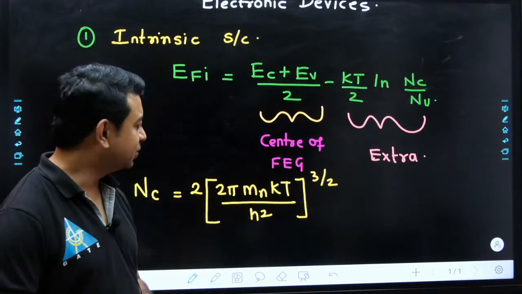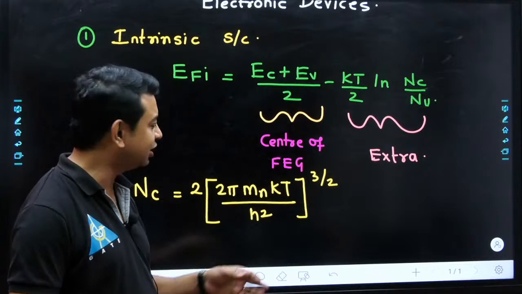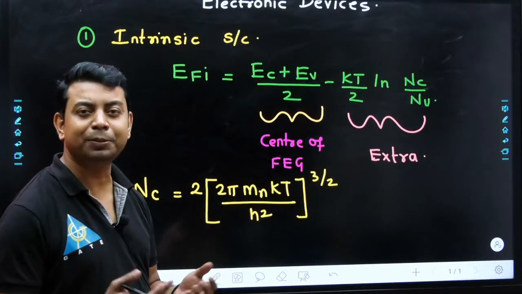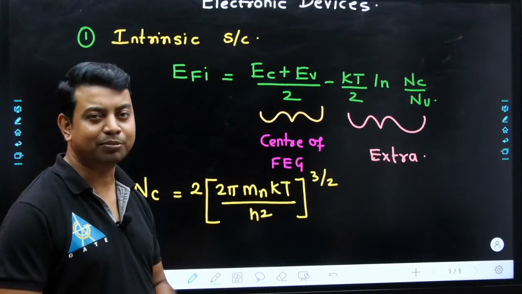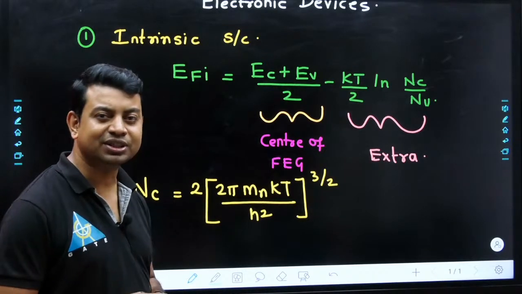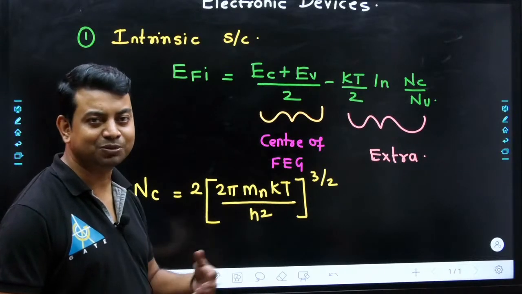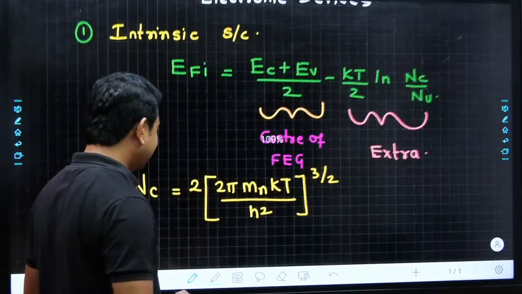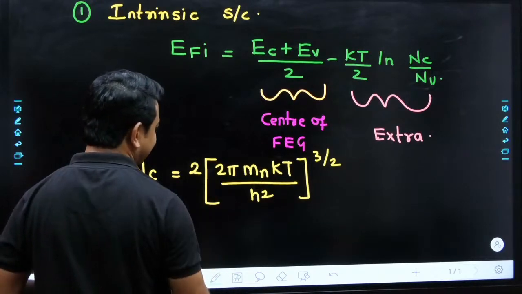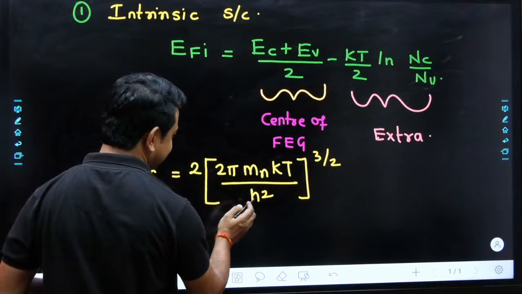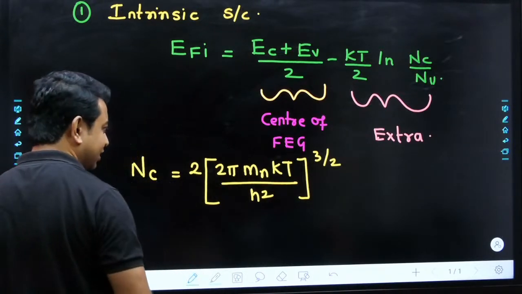So if you are not understanding this particular point, then definitely we are going to deal with some numerical problems based on this particular formula or effective mass, then you are going to know how to write the effective mass value and how to deal with this formula. Right now I can see that it has many terms which are constants: h is Planck's constant, k is Boltzmann constant, T is temperature in Kelvin.